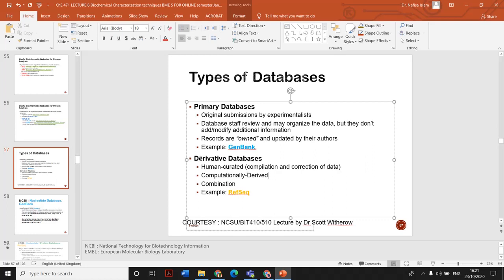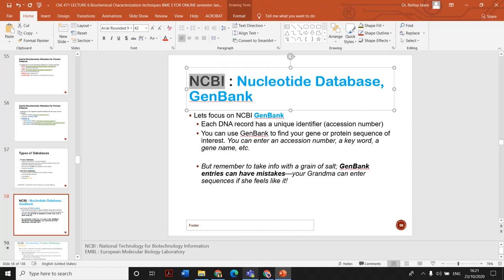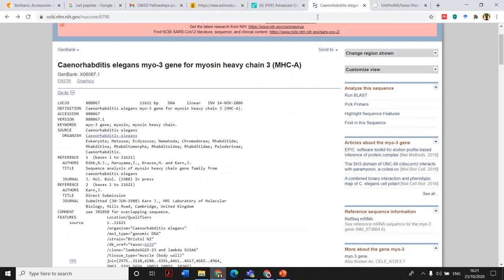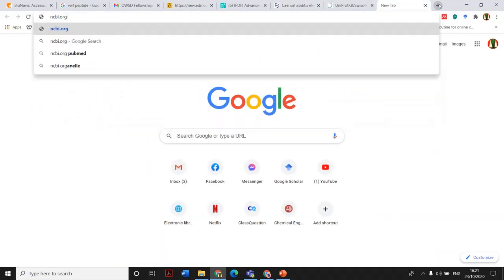it's a derivative database, right? So it's not the original, but it's more organized, and a lot of erroneous data can be discarded, a lot of repetitive data can be discarded. An example of that is RefSeq. Both of them are NCBI owned databases. We'll look at that. Okay. So NCBI is basically, let's go to this NCBI site, ncbi.org. Right.